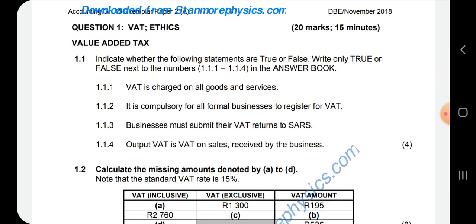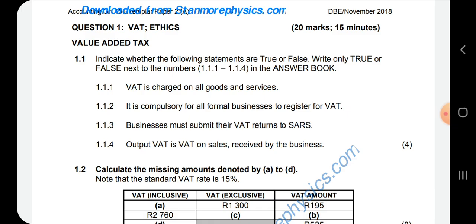So this is the first question. It's VAT and ethics. So remember, ethics is good practices. Let's do value added tax. Indicate whether the following statements, 1.1, are true or false. Write only true or false next to the number in the answer book.